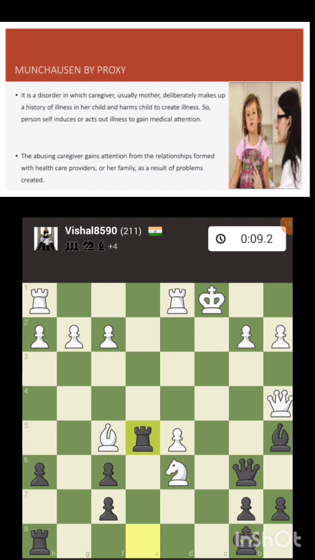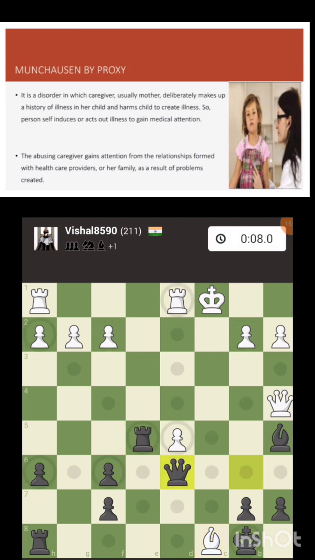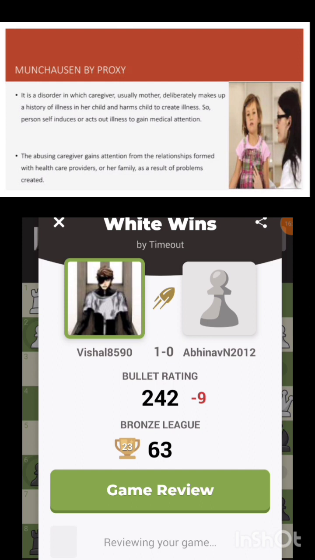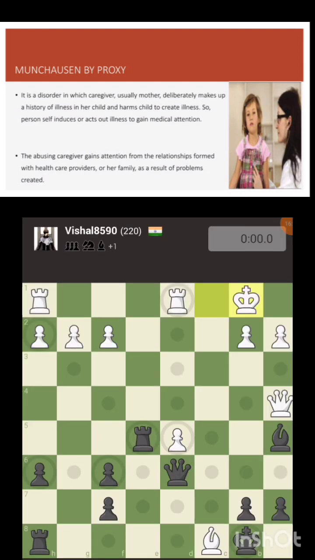Munchausen by proxy is a disorder where the caretaker deliberately makes up a history of illness in the child and harms the child to create illness. The person self-induces or acts out illness to gain medical attention. The abusing caregiver gains attention from the relationships formed with the healthcare providers or family, as a result of all the problems created in the child.